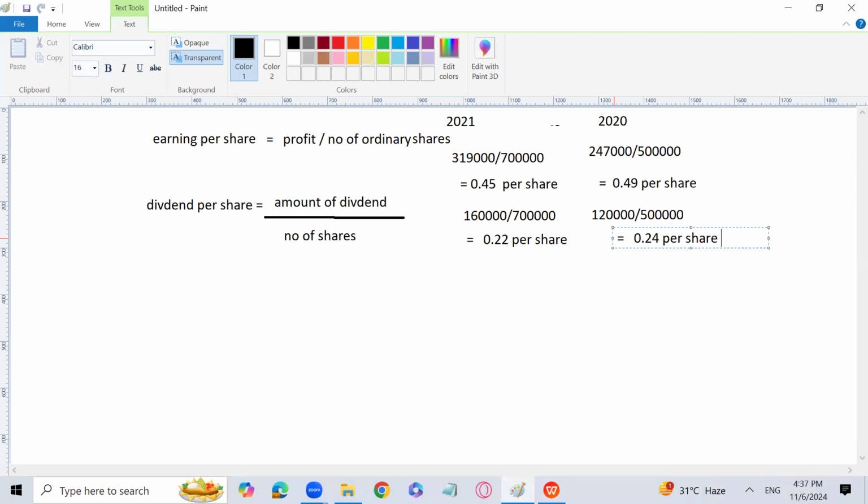So it means that your company position is going down in 2021, because earning per share has also decreased, maybe because the profit has increased or more shares have been issued.